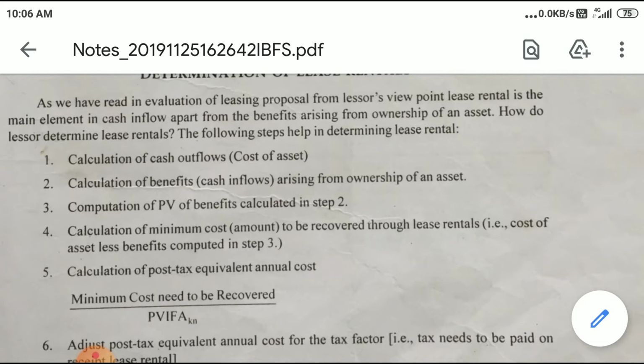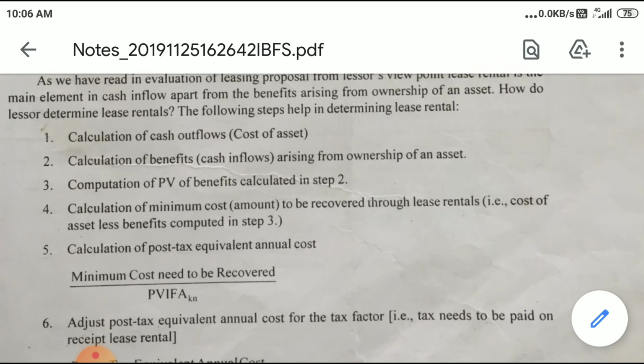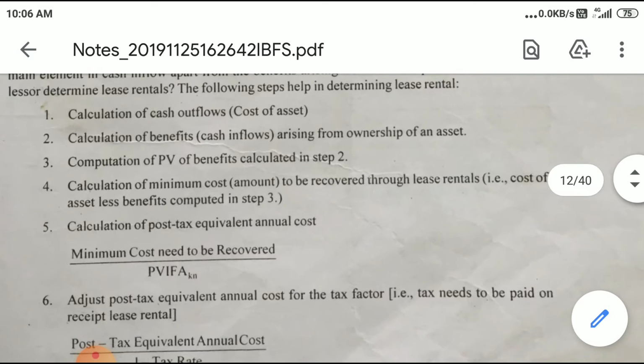There are a few important steps you have to remember, and these steps are very helpful while calculating the lease rental. By these steps only we can calculate the lease rental. First of all, calculation of cash outflows, or we can call it the cost of assets. If it is already given in the problem, it is well and good.